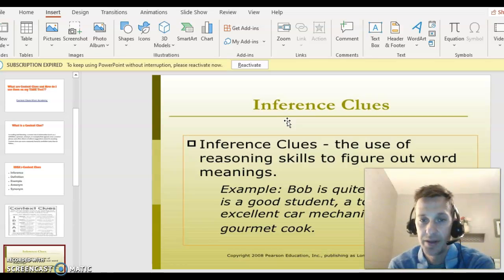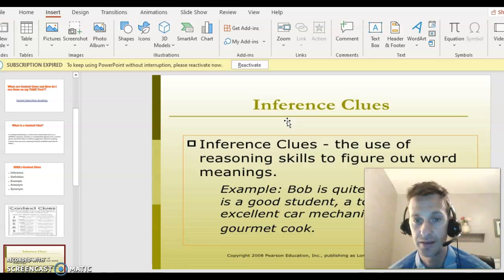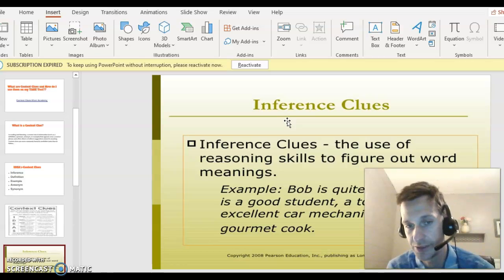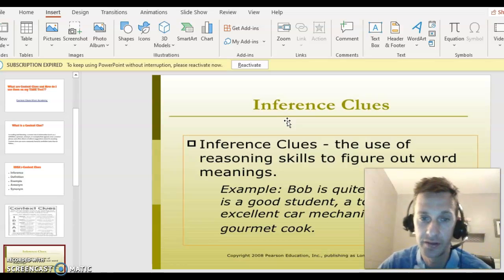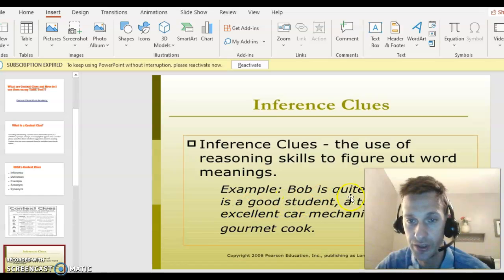Alright, let's look at the example they give. Bob is quite versatile. He is a good student, a top athlete, an excellent car mechanic, and a gourmet cook. Alright, we don't know what versatile means, versatile. Let's just, for example, you might know, but for this, let's pretend we don't. So what do we look at? We infer, because he is a good student, a top athlete, an excellent car mechanic, and a gourmet cook, he can do a lot of different things, right?